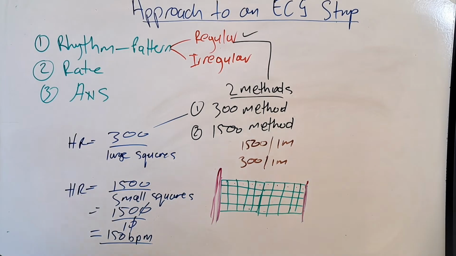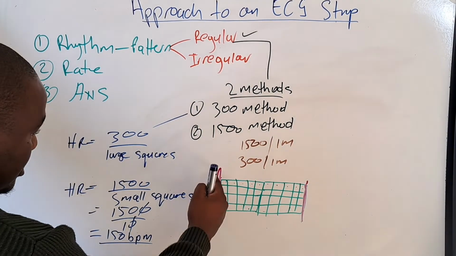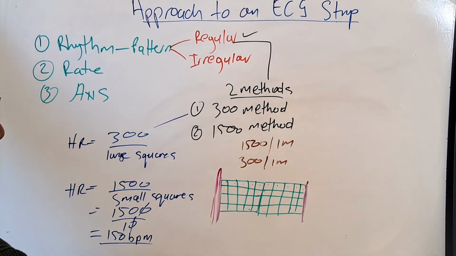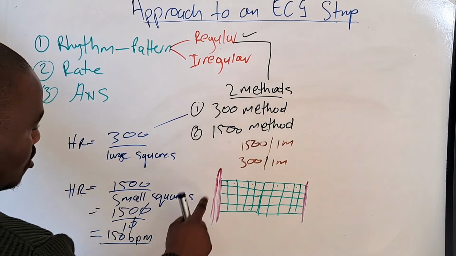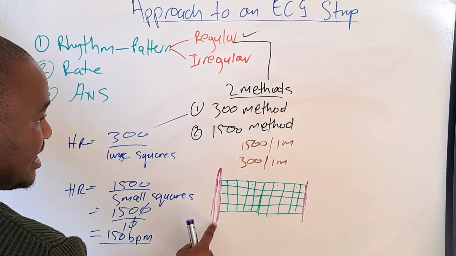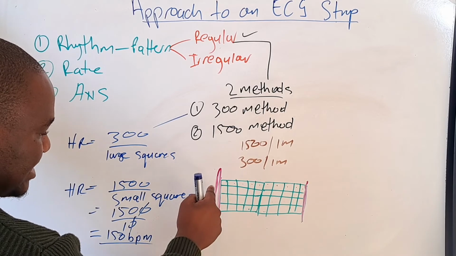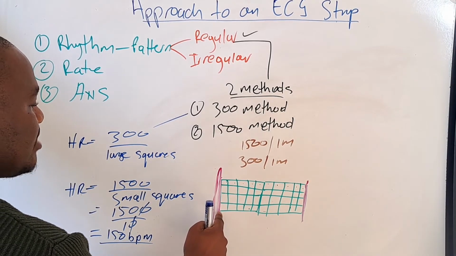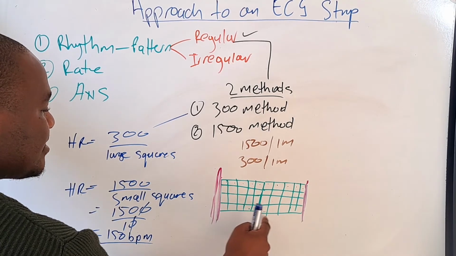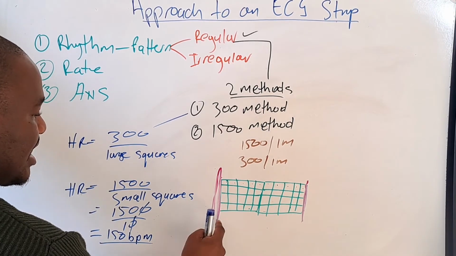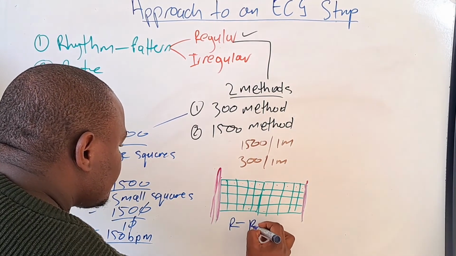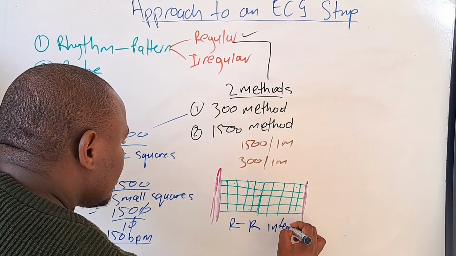Okay, so like I was saying, what you do, so you have figured that, okay, you've got a regular pattern, the rhythm is regular. Target an R, look for a box that starts exactly on an R, and then calculate the number of boxes going to the following. So it's called the RR interval, right?